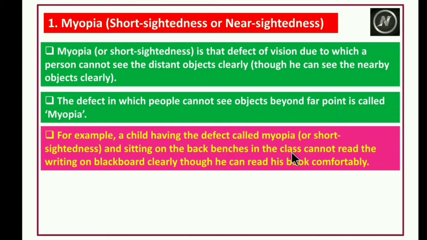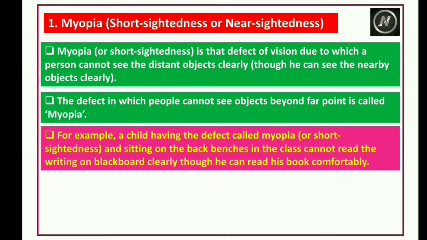For example, a child having the defect called myopia and sitting on the back benches in the class cannot read the writing on the blackboard clearly, though he can read his book comfortably. So a child suffering with myopia, if sitting on the back benches, cannot read the content which we are writing on the blackboard. But the child can read the textbook and his notebook clearly.